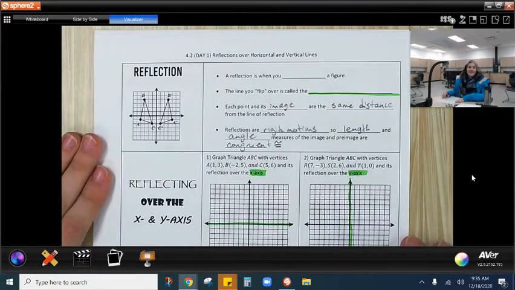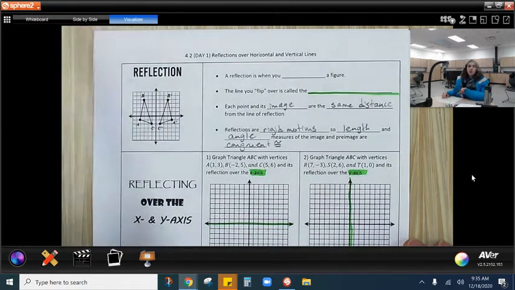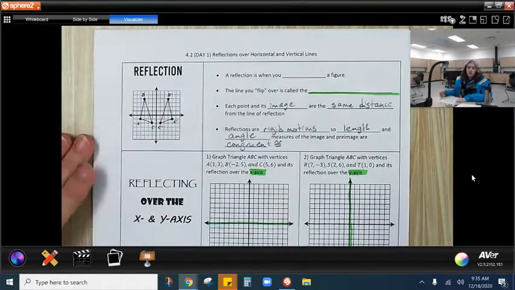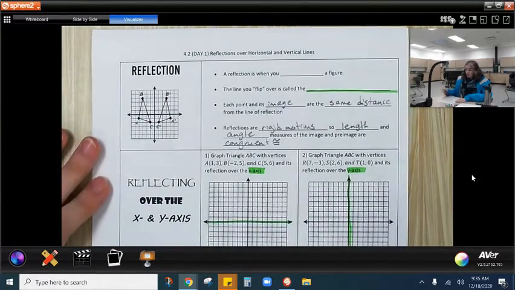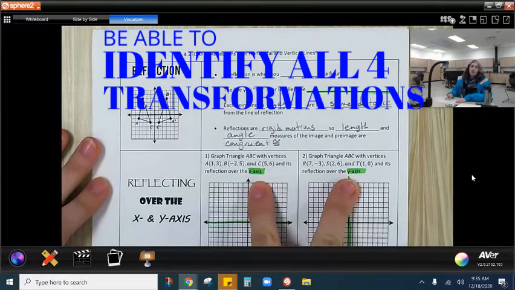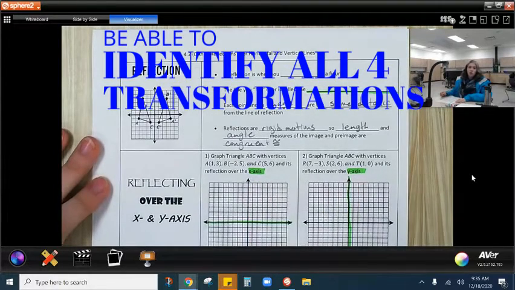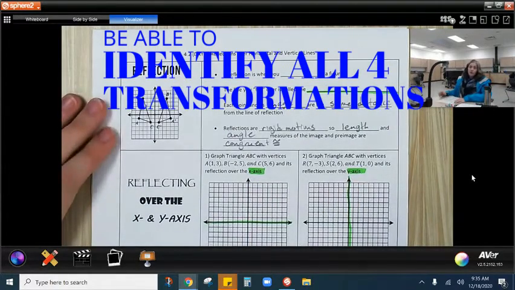Hello, geometry. So today we are talking about 4.2, which is reflections. We're not going to go super into this, okay, but I do want you to at least be able to reflect over the axes, and I want you to see reflecting over other horizontal lines or vertical lines.